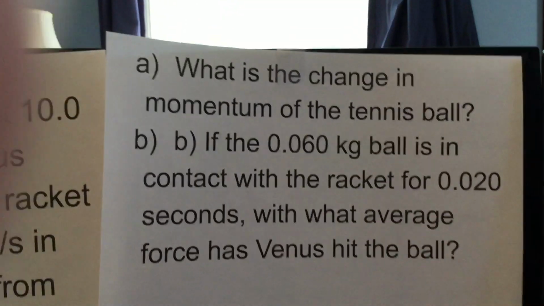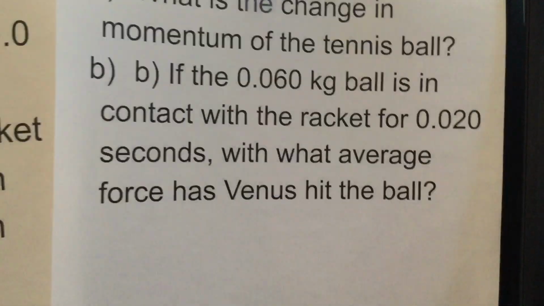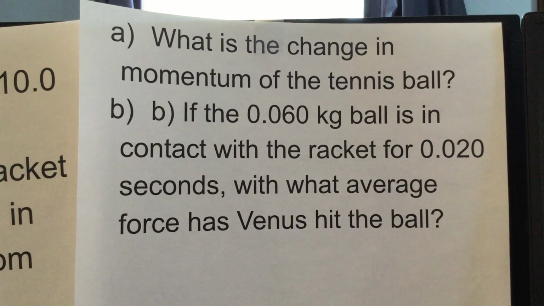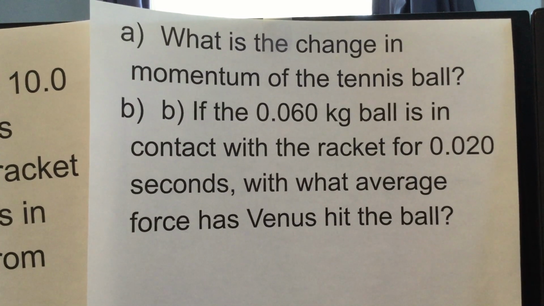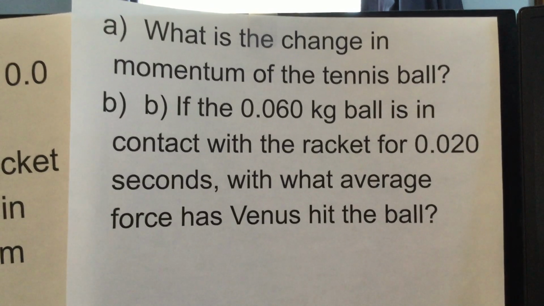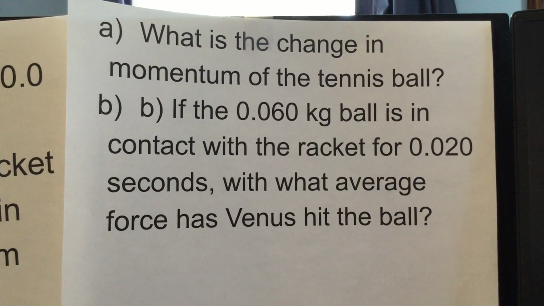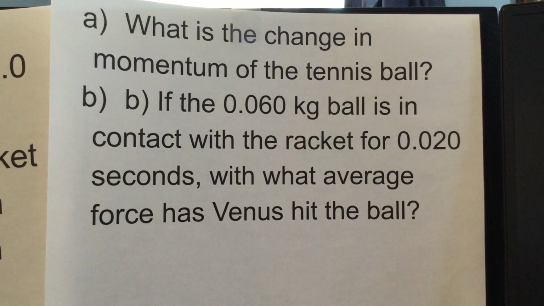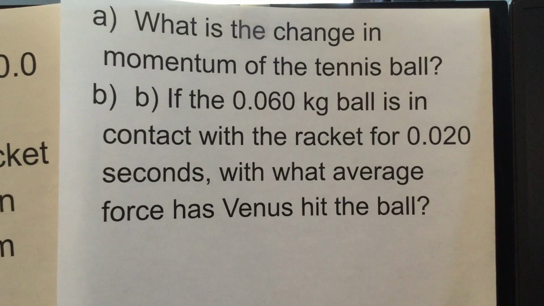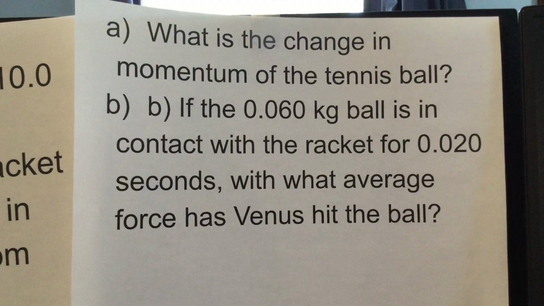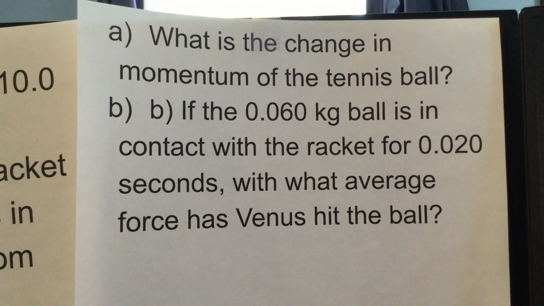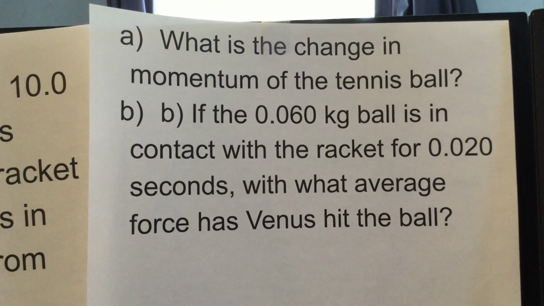There are two parts to this problem. A, what is the change in momentum of the tennis ball? And B, if the 0.06 kilogram ball is in contact with the racket for 0.02 seconds, with what average force has Venus hit the ball? So there's two parts. We want to know the change in momentum, and we want to know what force Venus used to hit the ball.